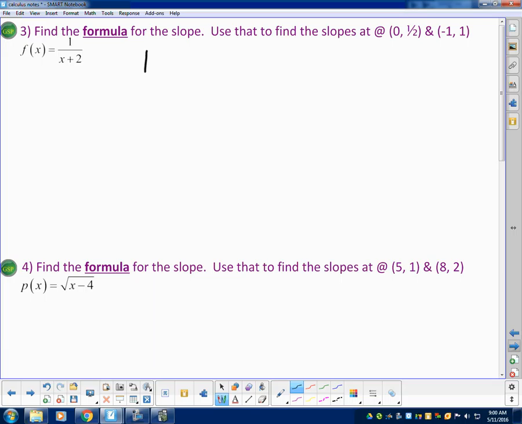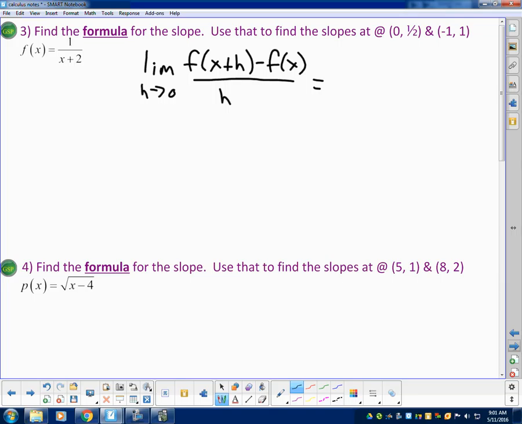We have limit as h approaches 0 of f of x plus h minus f of x over h. Now notice, I am not putting in a specific point here. I'm going to find a generic equation or formula for the slope. It will have x's in it, it won't come out to be a specific number like on the previous two examples. Okay? You won't just get one number.